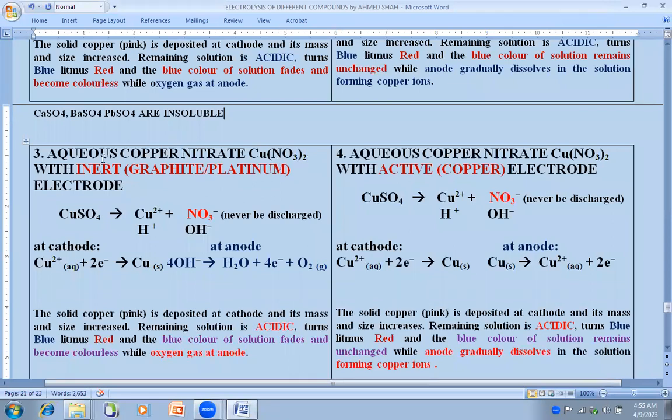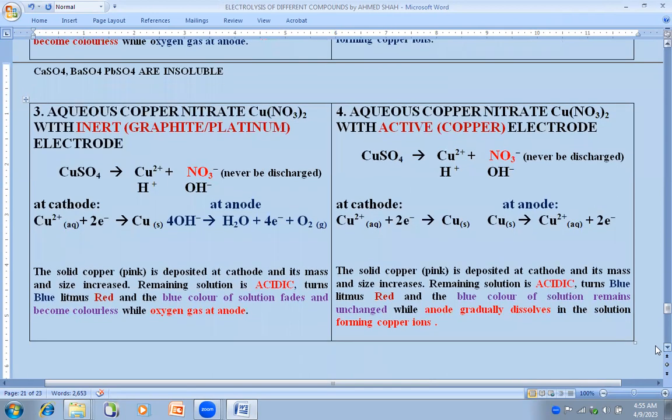Consider aqueous copper nitrate solution using an inert graphite electrode, and aqueous copper nitrate solution using an active copper electrode. The results are the same because sulfate and nitrate ions are never discharged. At the cathode, copper ions travel towards the cathode, accept electrons, and solid pink copper is deposited. As a result, the size of the cathode increases.